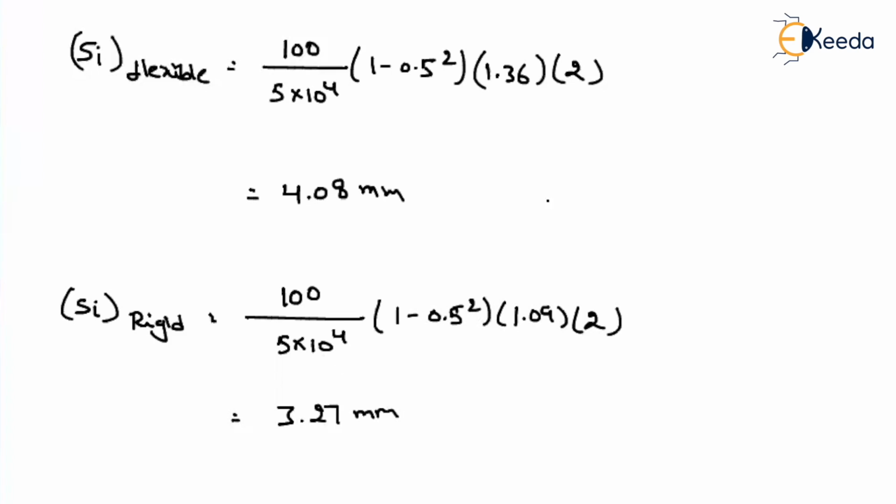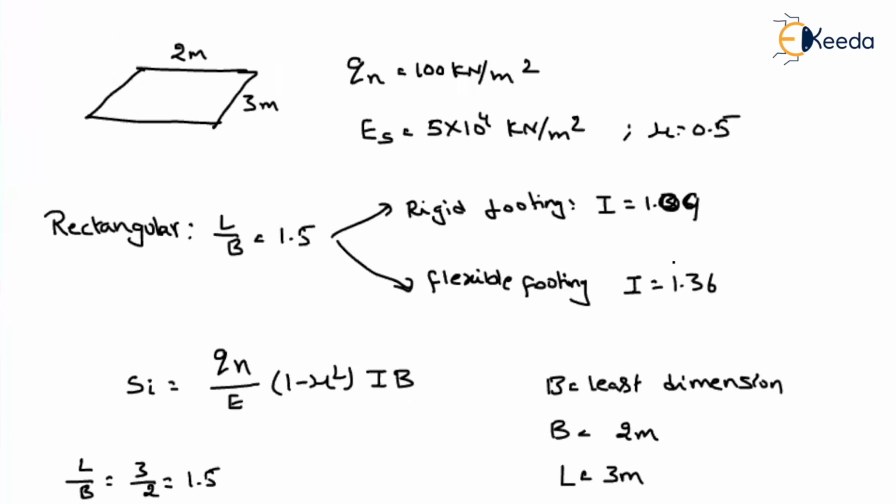By comparing these, we can conclude one thing: the settlement in the rigid footing is less than the settlement in the flexible footing. Even by observing the influence factor we can decide. The influence factor for a flexible footing is larger in comparison with the rigid footing. That's why we can say that for a flexible footing, settlement will be larger in comparison with the rigid footing.